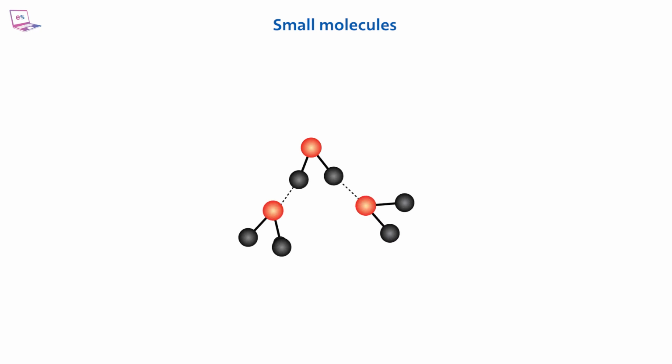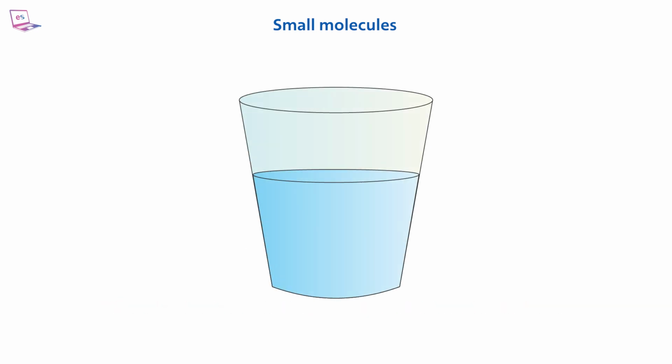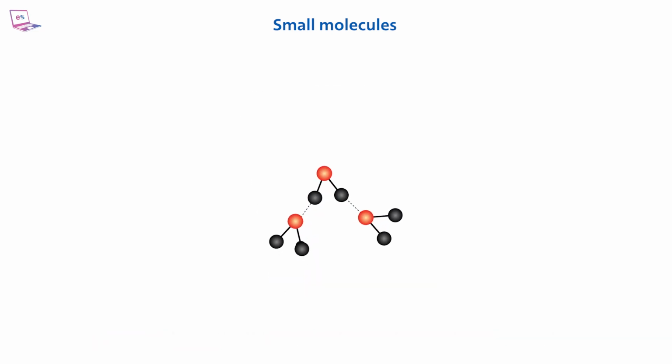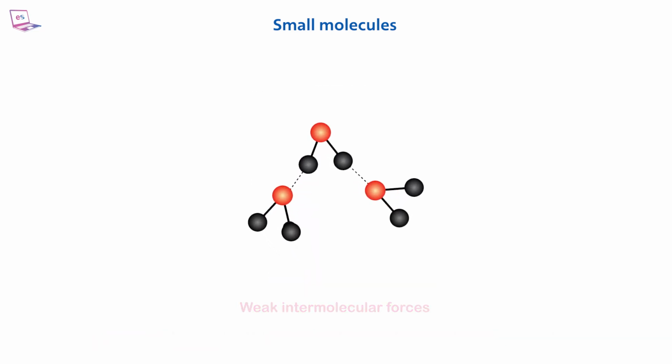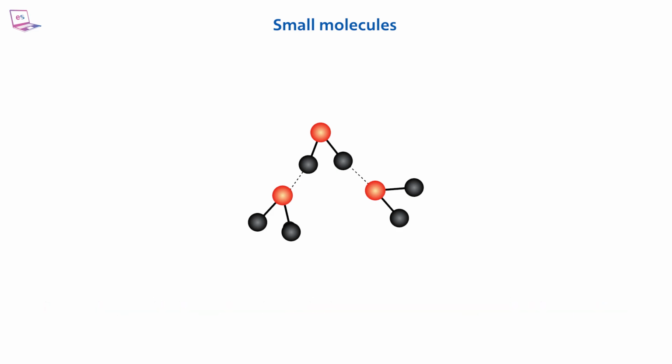Small molecules. Each molecule contains only a few atoms with strong covalent bonds. Different molecules are held together by weak intermolecular forces. Water is made of small molecules. A water molecule, H2O, has 2 hydrogen atoms and 1 oxygen atom. Small molecules have weak intermolecular forces, resulting in low melting and boiling points due to the low amount of energy needed for transition. The small molecules are typically gaseous or liquid at room temperature.